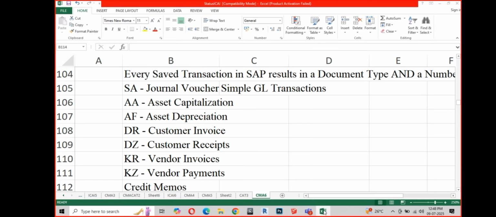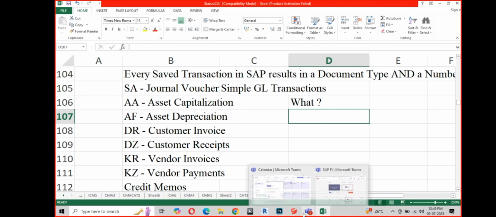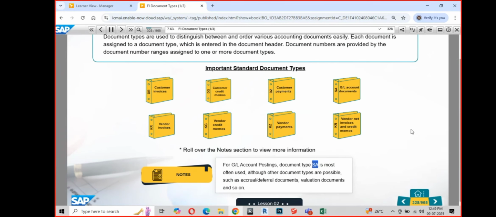What is asset capitalization? Okay. Another 2 more minutes, we will start. We'll restart the session by taking up the question, what is asset capitalization? Okay.